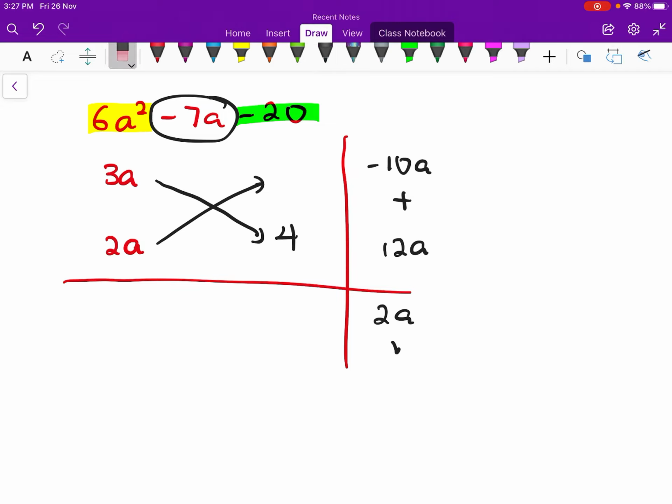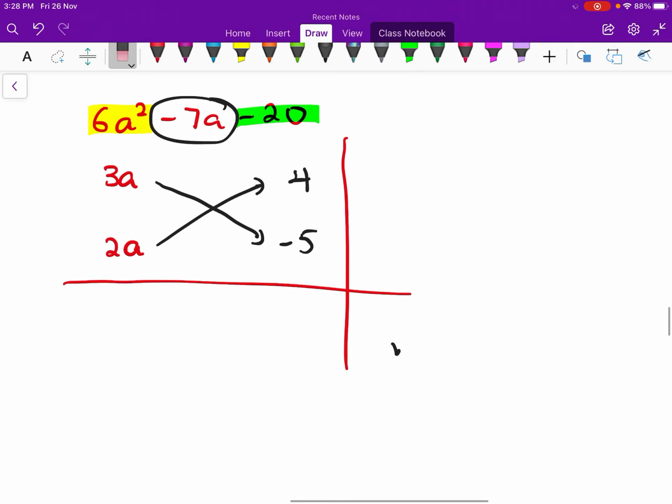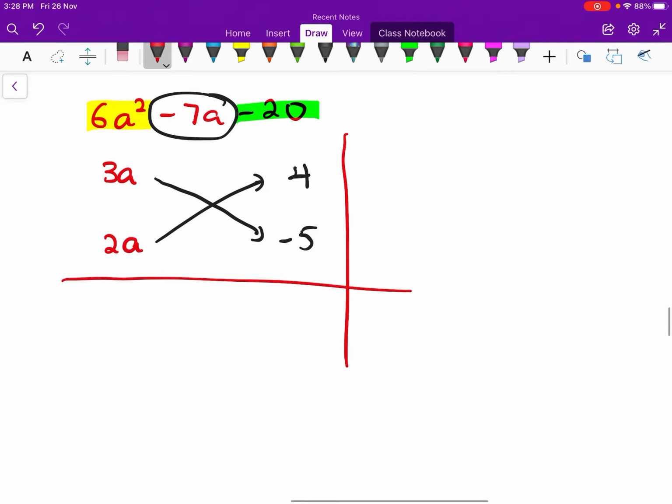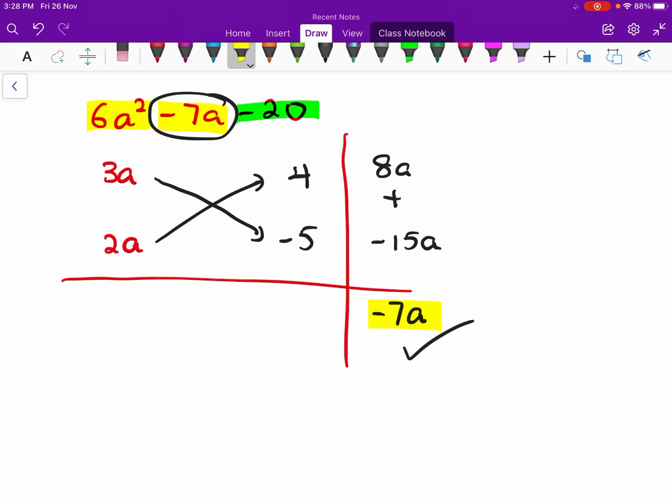Why not I change this a bit? Let's try this: minus 5 I put here, times 4 here. So 2a times 4 is 8a, plus 3a times negative 5 is negative 15a. So 8a plus negative 15a is minus 7a. This is correct because it's the same as the middle term. You must see that they are the same, then you can accept.